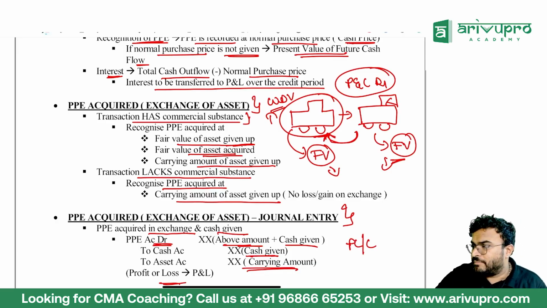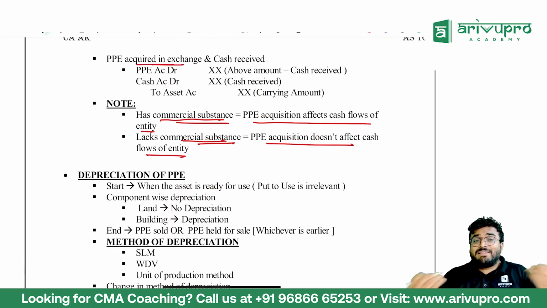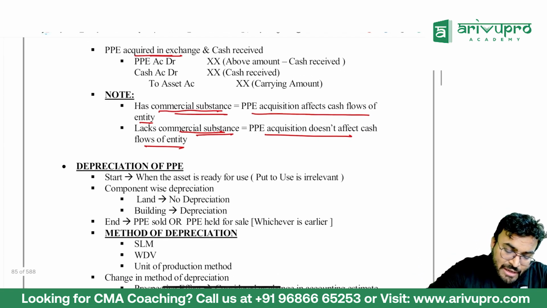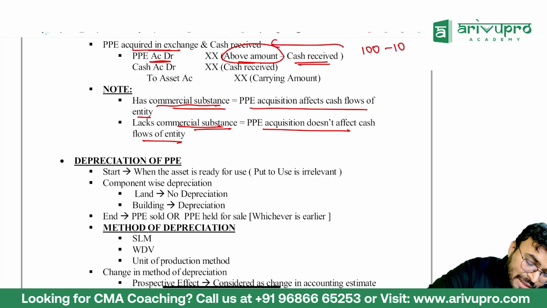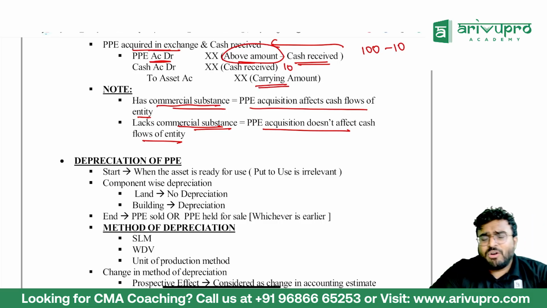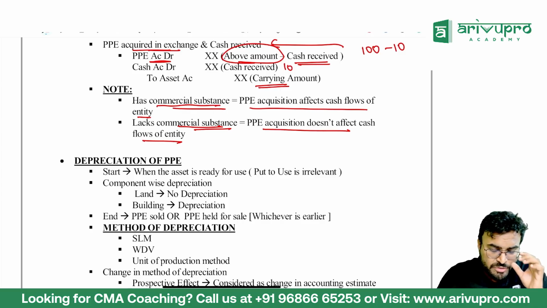Is this clear? Now imagine the PP is acquired and cash is received. If PP is acquired and cash is received, then PP account will be whatever the value of the PP is minus cash. So 100 minus 10, you will take 90 as the PPE, and cash account you will take as 10. To asset account, whatever asset is going out, you remove that asset at carrying amount WDV, then profit or loss will go to P&L.